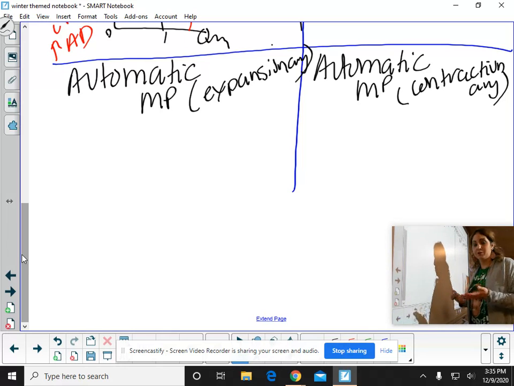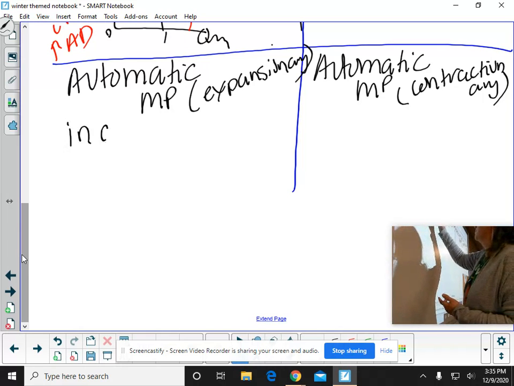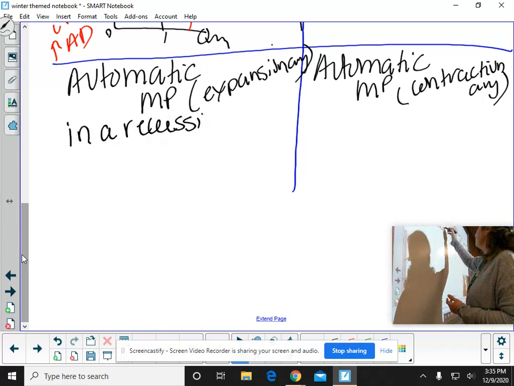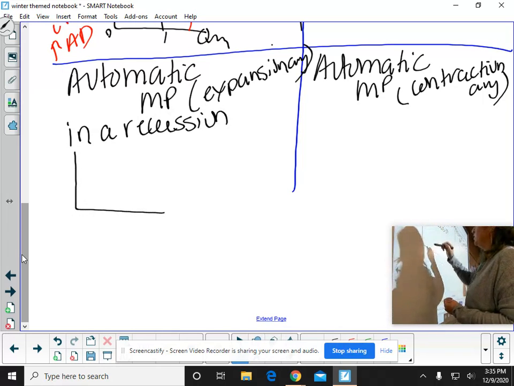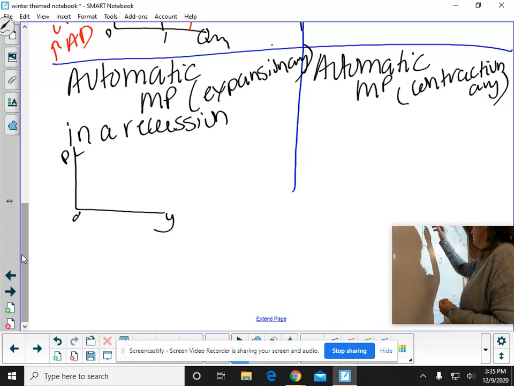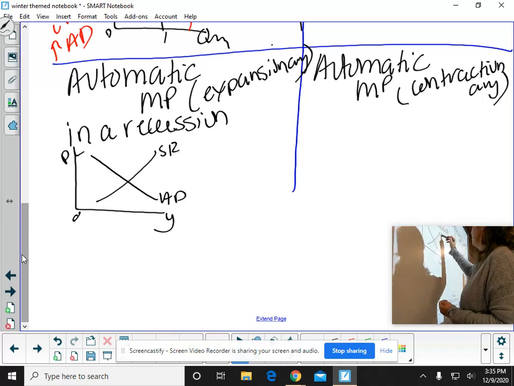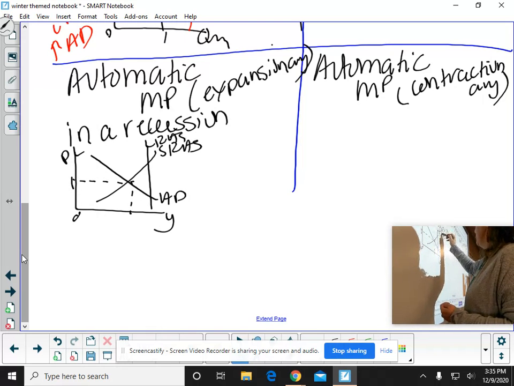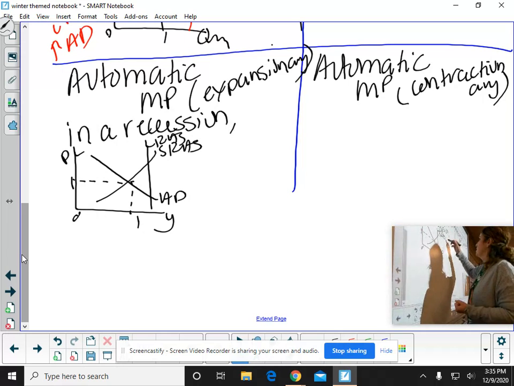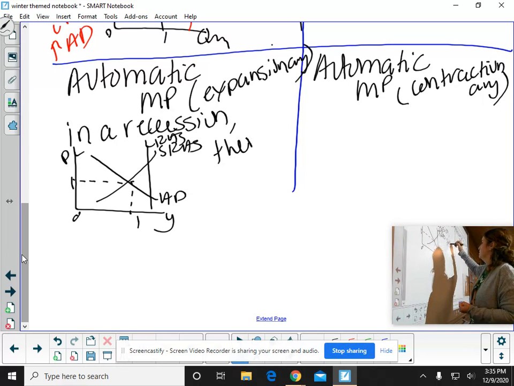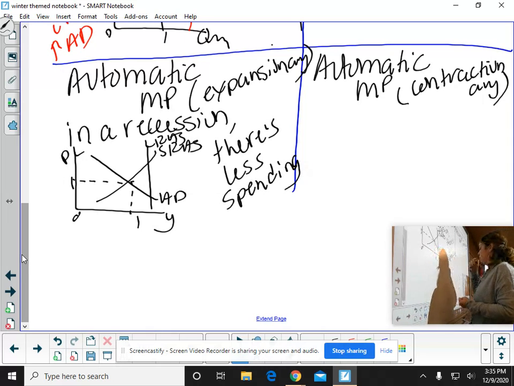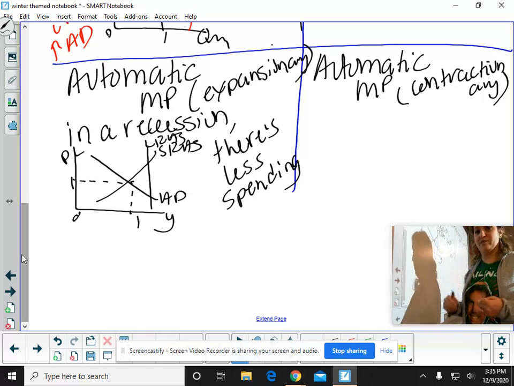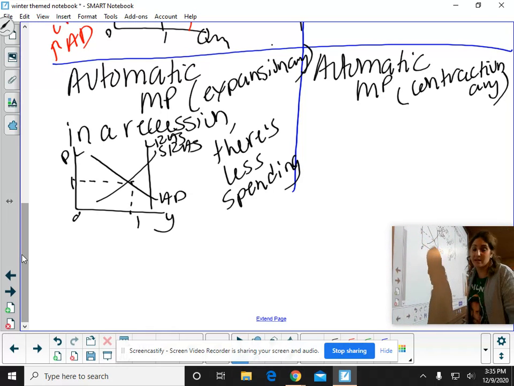Okay, so about expansionary monetary policy. This needs to happen during a recession. So in a recession, which I'm going to just quickly draw on an aggregate supply and demand graph, this should be easy by now. In a recession, there's less spending because people don't have a job, because prices are falling and they're always waiting for the lower price. There's just less spending because there's less money flowing around.